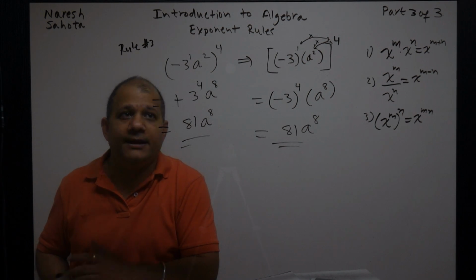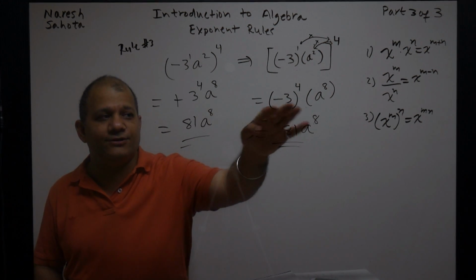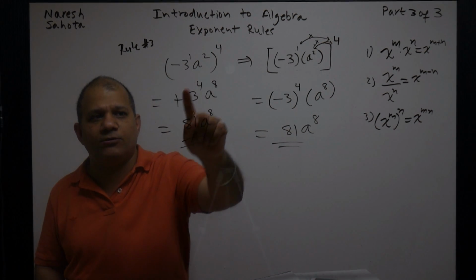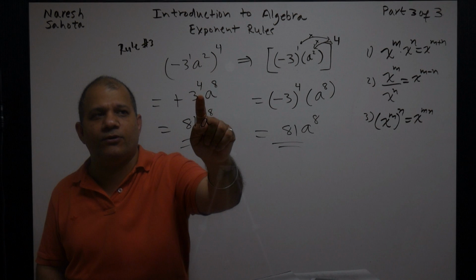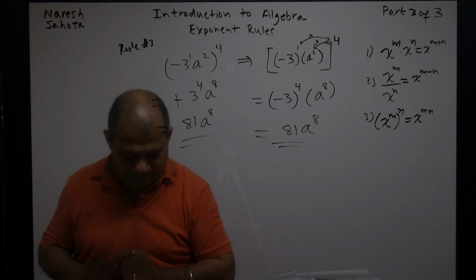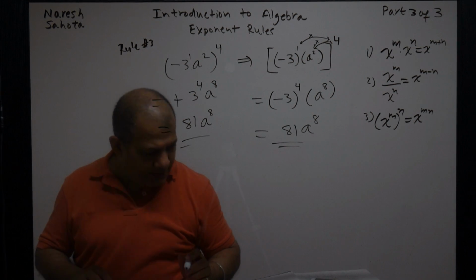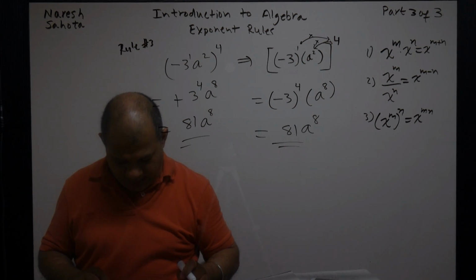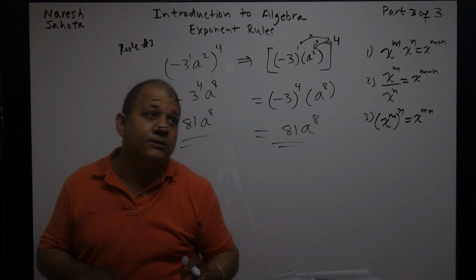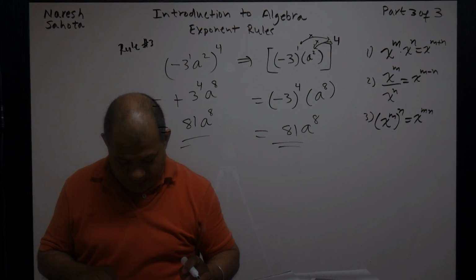And again, you don't need the intermediary steps. You can just recognize negative raised to the even exponent will give me positive. This will become 3 to the 4, a to the 8, 81 a to the 8, and you're done. Okay, so that was -3a squared.